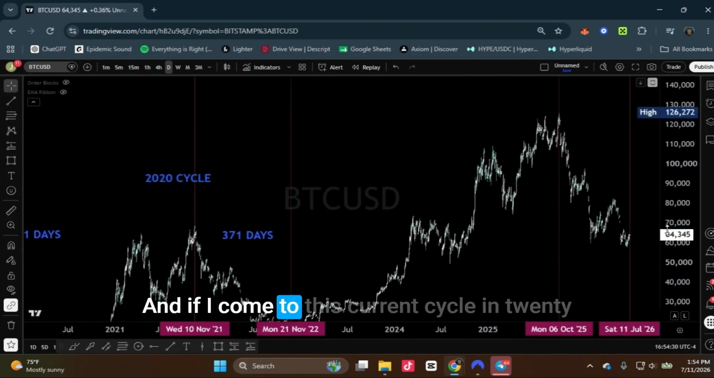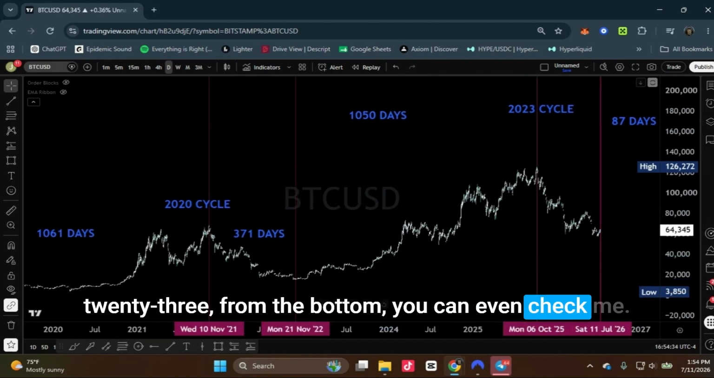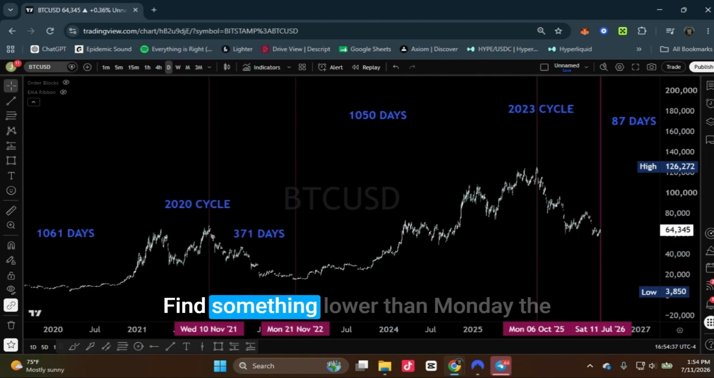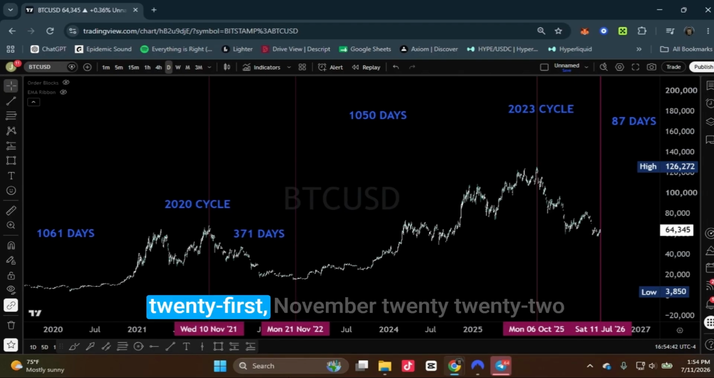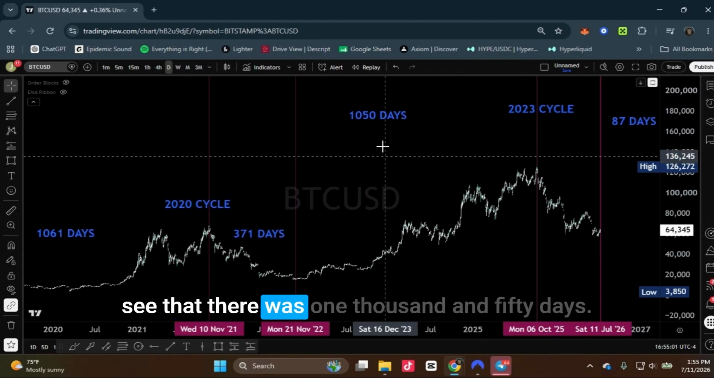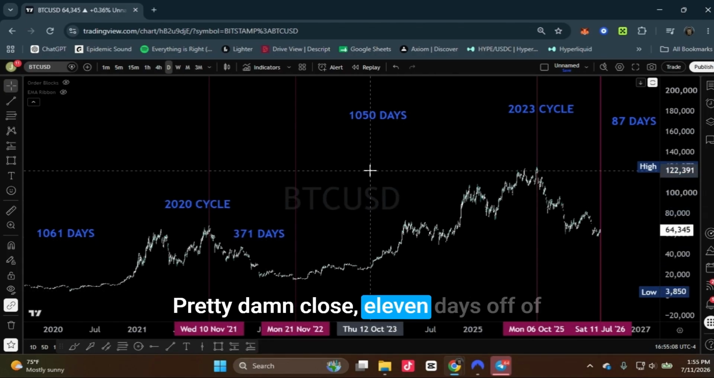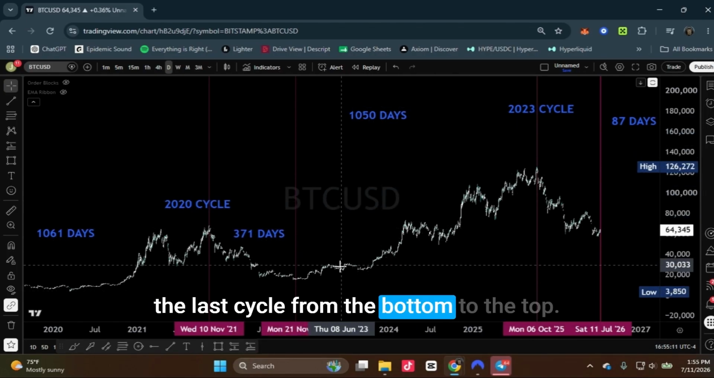And if I come to this current cycle in 2023, from the bottom, you can even check me, go fact check me, find something lower than Monday the 21st, November 2022 to Monday the 6th of October 2025, you will see that there were 1,050 days. Pretty damn close. 11 days off of the last cycle from the bottom to the top.